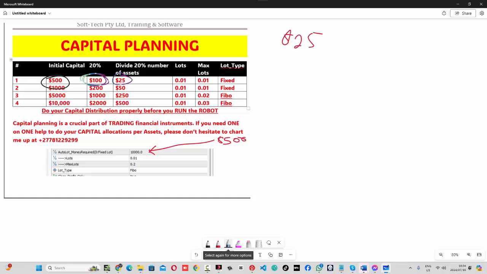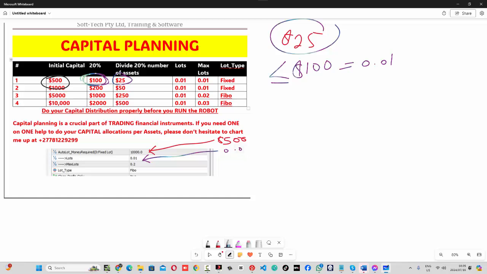What I am calculating here will help me pick my lot size. In my mind, any allocation that is less than or equal to $100, I'm going to use 0.01. And 25 is less than $100. So that's why you are going to put 0.01 at the beginning of your lot. And the maximum lot also will be 0.01. I'm going to explain with another capital. 0.01 will be our maximum lot size because the money is little.